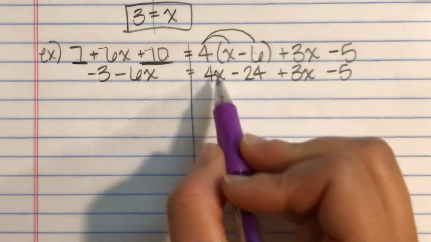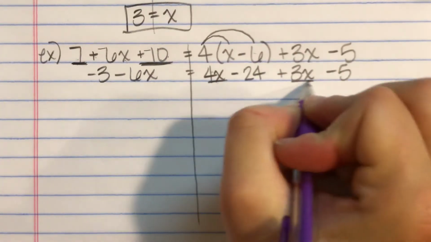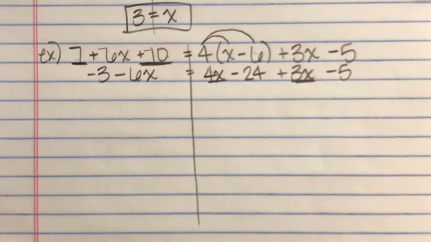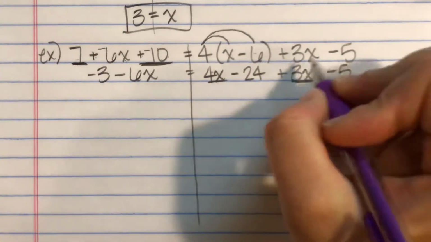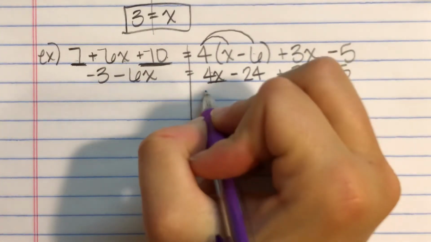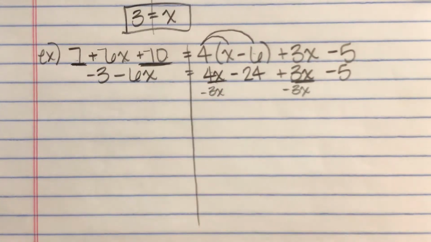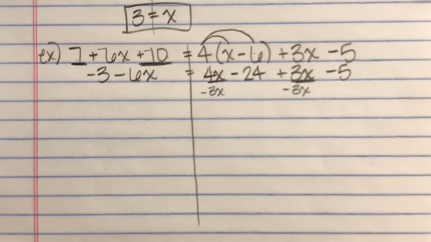All right, here, what can I still simplify? Well, I can combine 4x and 3x. That makes 7x, okay? I did not use an inverse operation. One of the issues that I see a lot of people do, and this is wrong, don't do this, I'm going to erase it in just a second, is they go, oh, subtract 3x, subtract 3x. Why do we do things twice?